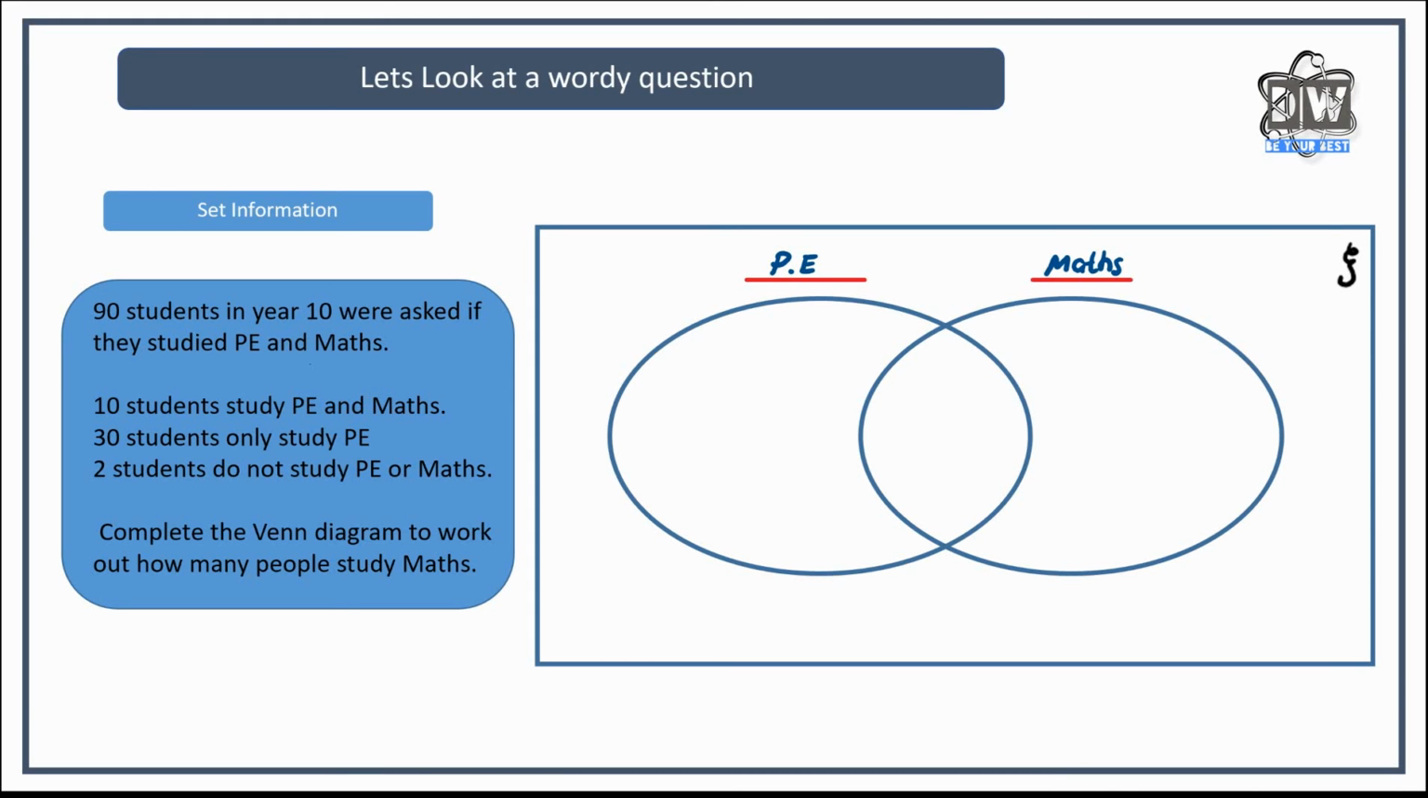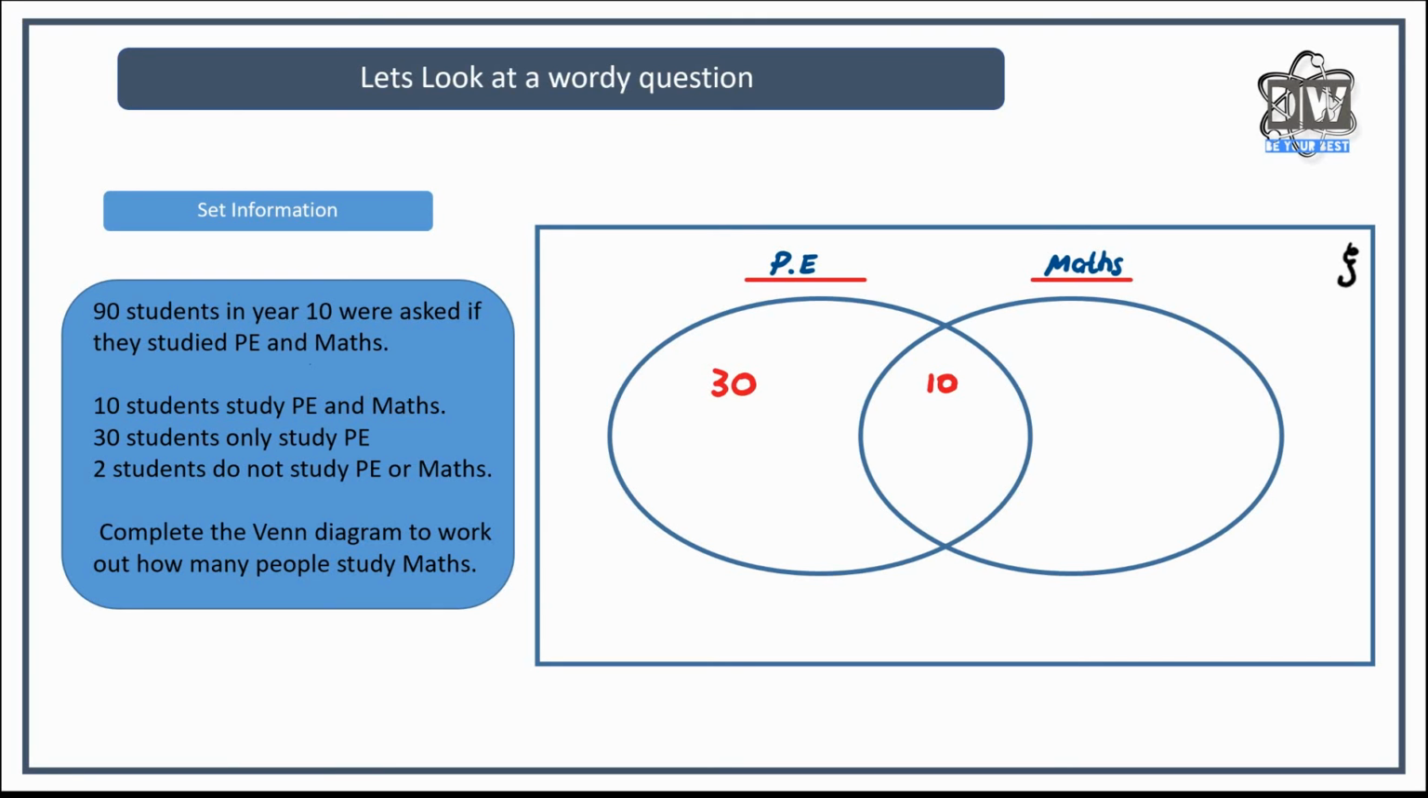So where do you think that's going to go? PE and maths. Hopefully you have an understanding that that is in between both. They are studying PE and maths, so that's where they sit. 30 students only study PE, so hopefully you know that will go into there, because that's the only thing they're going to study.